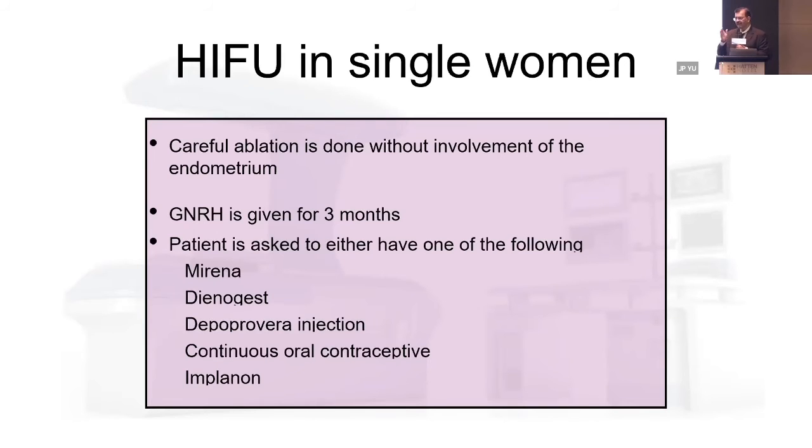Now, Mirena is what I like, but many of my patients are Virgo intacta. They don't want any uterine manipulation in this part of the world. So we have to go to other options. Dynogest is one. Depo-Provera is actually a very good injection, but the amount of suppression is pronounced. So sometimes I don't use this as a first-line treatment. Continuous oral contraceptive or Implanon. It's very important to give something because it will come back.